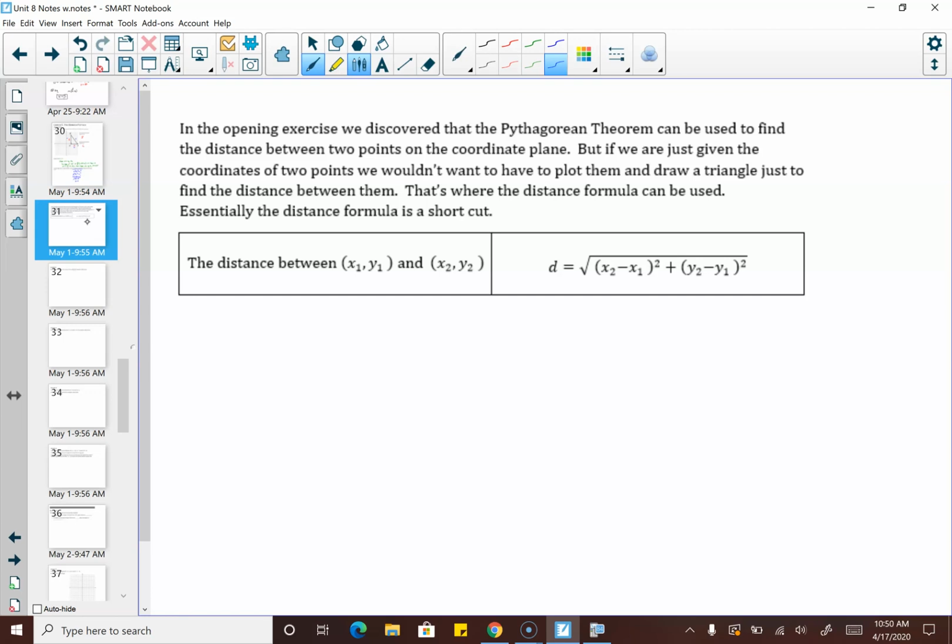All right. So we discovered that the Pythagorean theorem can be used to find the distance between 2 points in a coordinate plane. But if we were just given the coordinates of 2 points and we wanted to plot them and draw a triangle, we could still find the distance between them. Now, you could always use scrap graph paper and basically create a right triangle between 2 points. But if you don't want to do that, here's your distance formula. D equals big square root (x2 minus x1) squared plus (y2 minus y1) squared.